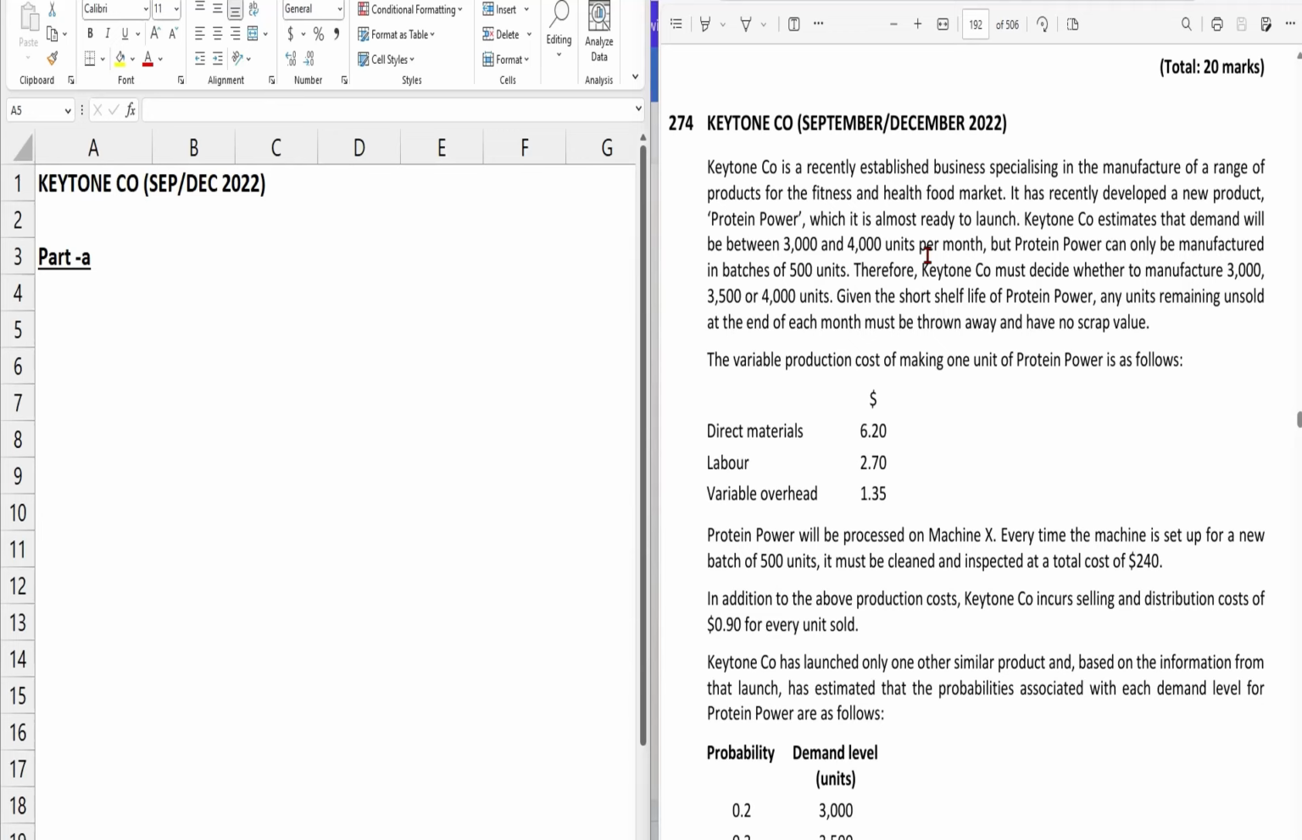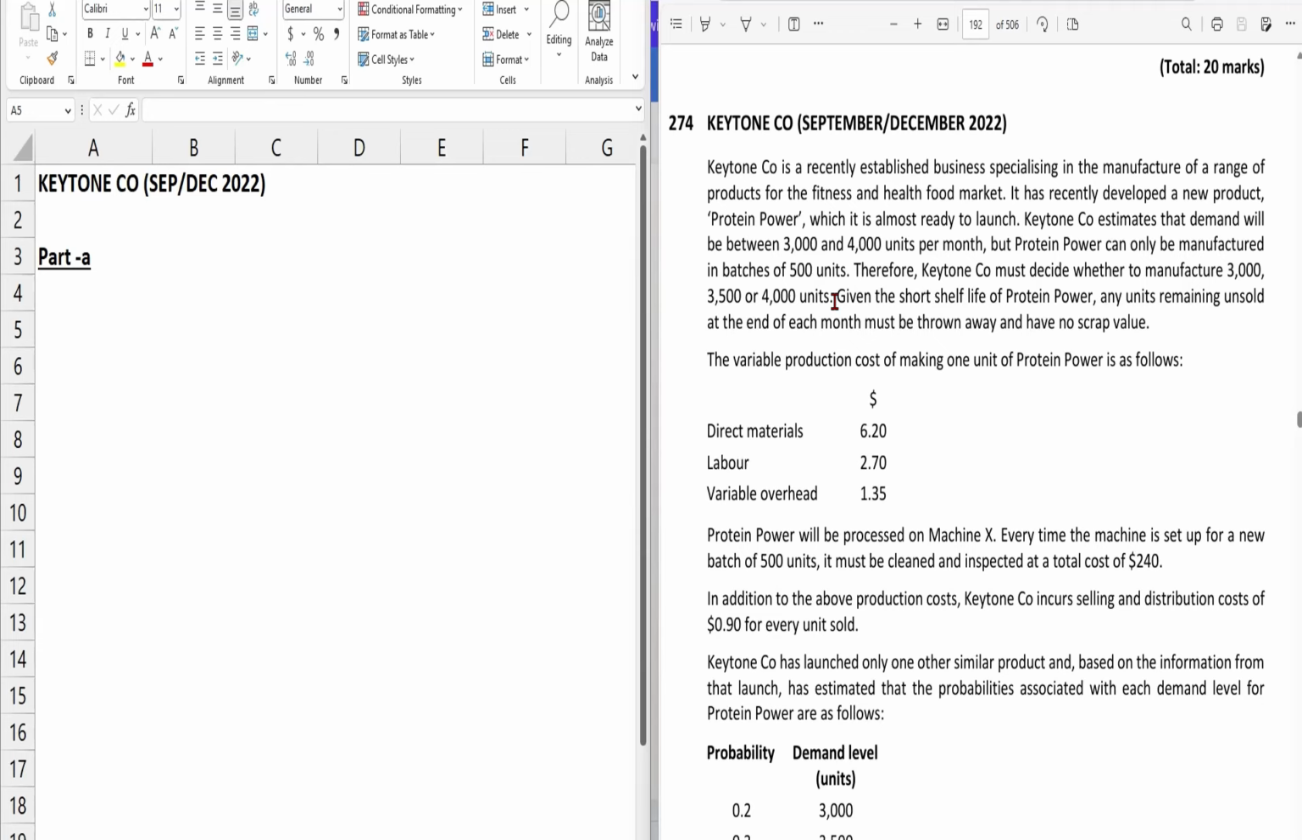Then the question says protein power can only be manufactured in batches of 500 units, so Keytone must decide whether to manufacture 3,000, 3,500 or 4,000 units. So basically, up to this paragraph, the question is saying that the company is about to launch a new product called protein power. They have estimated the demand will be between 3,000 and 4,000, but it can only be manufactured in batches of 500 units.